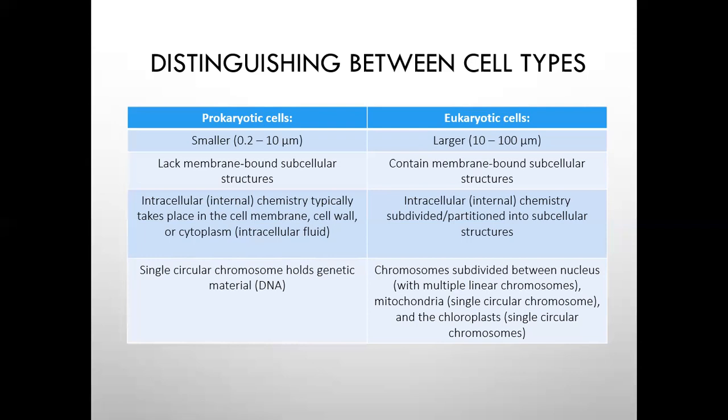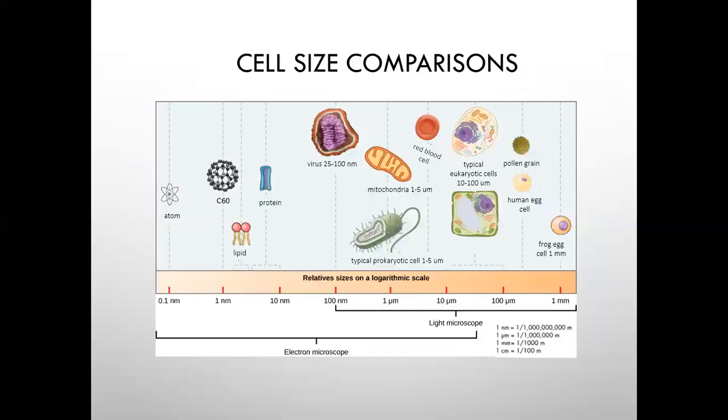Prokaryotes have a single circular chromosome, whereas eukaryotic cells can have multiple chromosomes subdivided. Some can be in the nucleus, like linear chromosomes. They can also have circular ones in the mitochondria and the chloroplast as well.